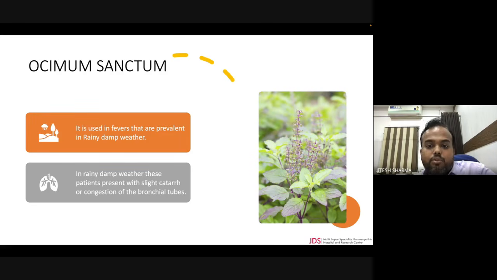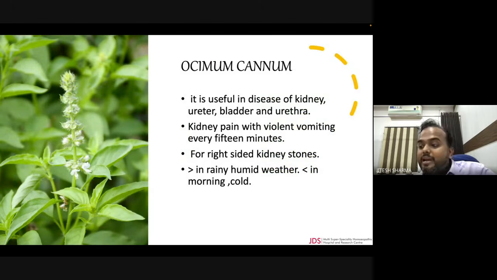Ocimum sanctum. Ocimum sanctum covers fevers that are prevalent in rainy damp weather. In rainy damp weather, patients present with slight catarrh or congestion in the bronchial tubes. That is ocimum sanctum. Ocimum canum is a wonderful remedy when lycopodium fails. Typically, in renal cases where there is excessive vomiting, extreme nausea, and they are continually vomiting, you can think of Ocimum canum, but this remedy gets aggravated in rainy, humid weather.